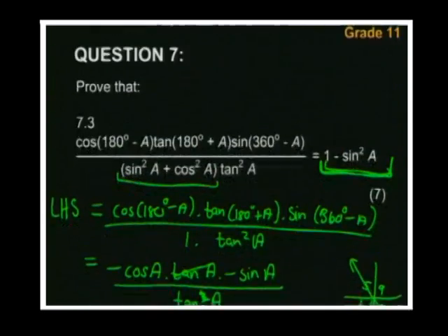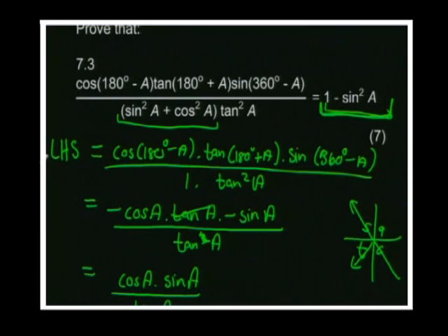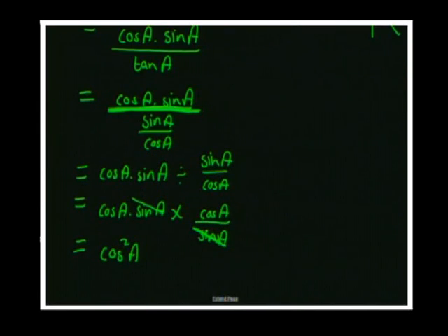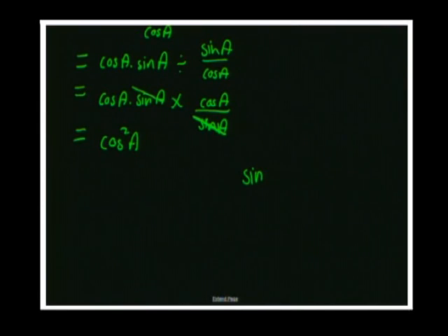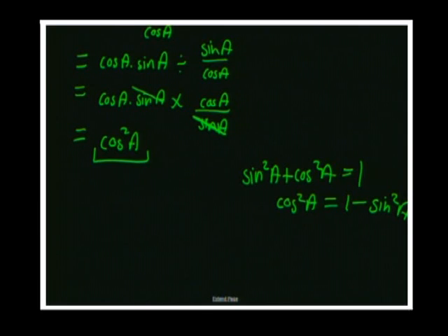But look at the answer. They want 1 minus sine squared a. And this is where you need to know that your identity comes into play. Sine squared a plus cos squared a is equal to 1. So if I want cos squared a alone on the left-hand side, I'm going to take the sine to the other side. So that is the same as saying 1 minus sine squared a. And there is your right-hand side.